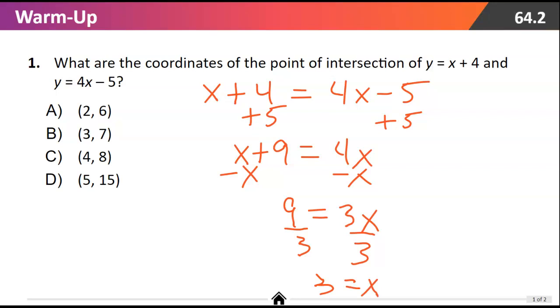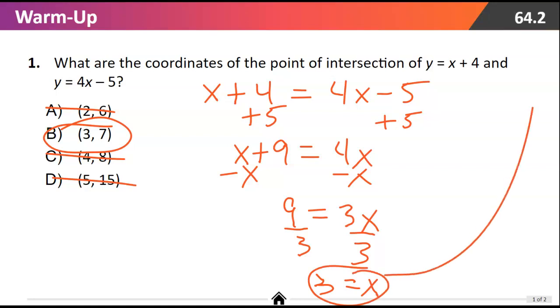So quickly we're going to look at our solutions. The only solution where x is 3 is answer B. But just to confirm, in case we had different answers, you would take this x value and substitute it back into one of the equations. 3 plus 4 gives us the 7 that's in that solution.